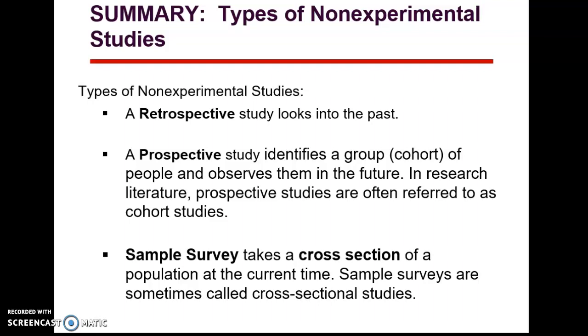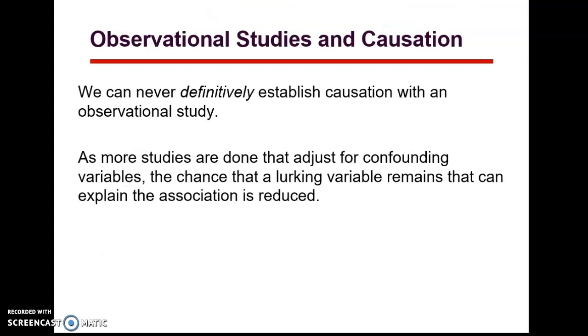Sample survey is intended to take a cross-section of a population at the current time. Sample surveys are sometimes called cross-sectional studies. So they're trying to do a cross-sectional study of what the general population is interested in, say as a political candidate, what type of burger is popular, whatever it might happen to be you're trying to gather data about. So you can never definitively establish causation with an observational study. You can't really do it with an experiment, but it's a stronger one. It's a stronger causation link, is what we would think of it as. So as more studies are done that adjust for confounding variables, the chance that the lurking variable remains is reduced. So if it's a well-designed experiment, you have less problems with that.